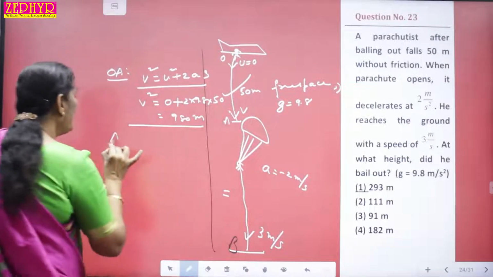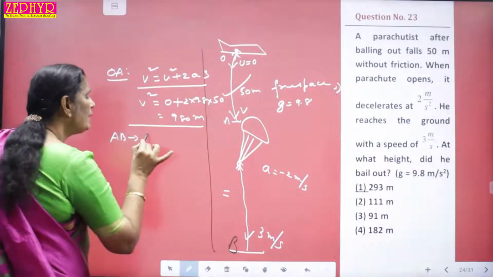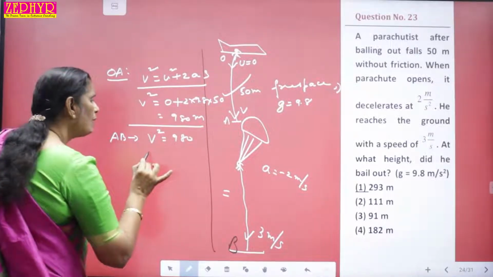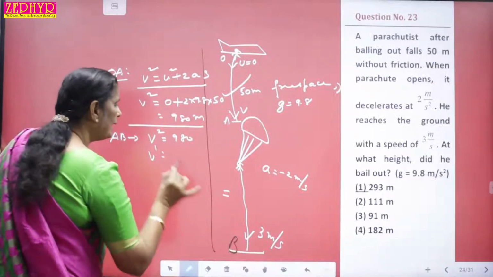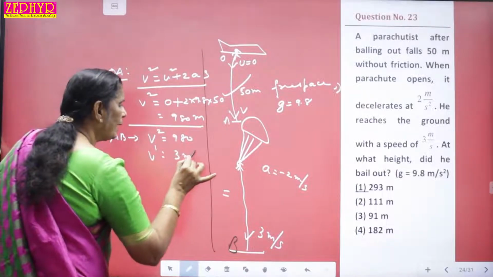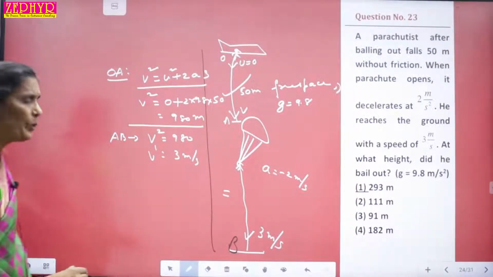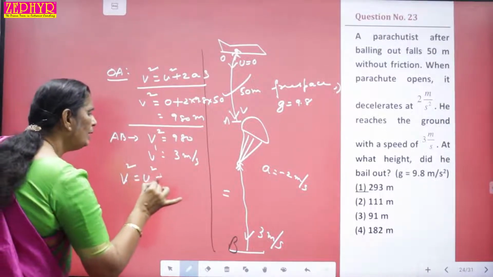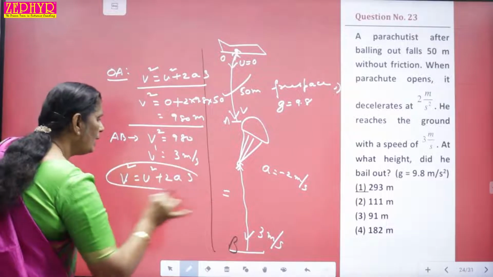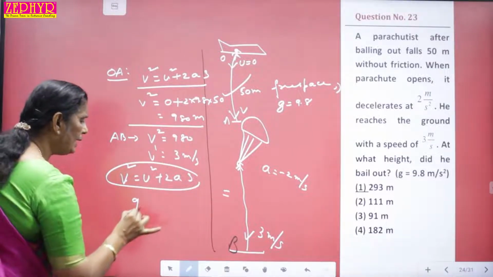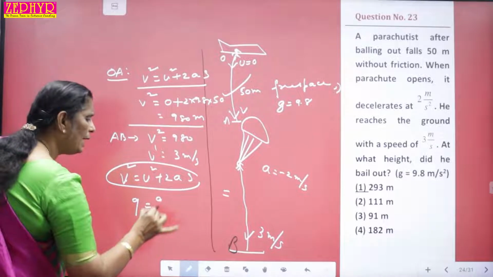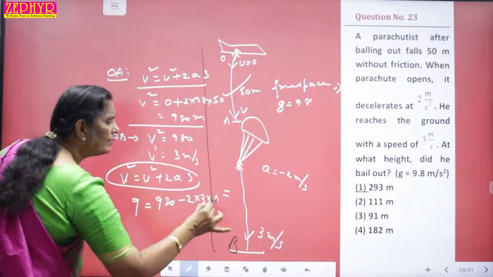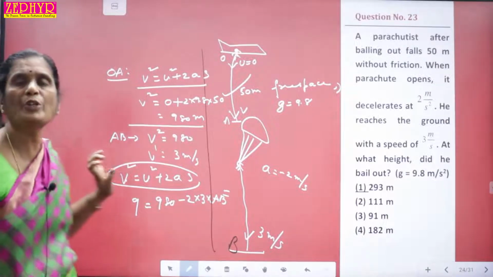For the next journey AB, what is the initial velocity? This V is the initial velocity. What is the final velocity? Final velocity is 3 meter per second, and the acceleration is minus 2. Again we will apply V square is equal to U square plus 2AS. V is 3, so 3 square is equal to 980 minus 2 into 3 into S, where S is AB, the remaining portion of the journey.